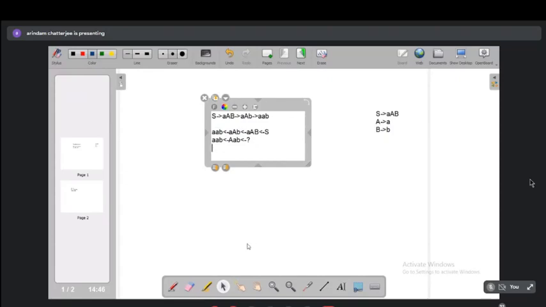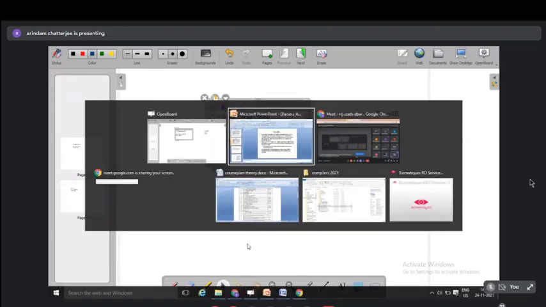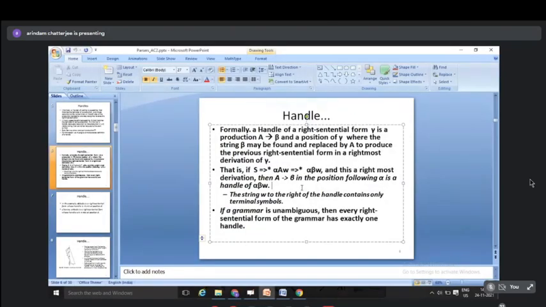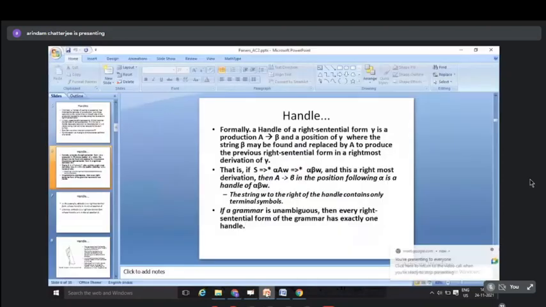Okay, I suggest you understand this point a little bit. If you understand the first part, you will understand the second part also. And please note that if a grammar is unambiguous, every right sentential form of the grammar has exactly one handle. This is also a very important point. Just understand these two things, and I'll be right with you in a minute.